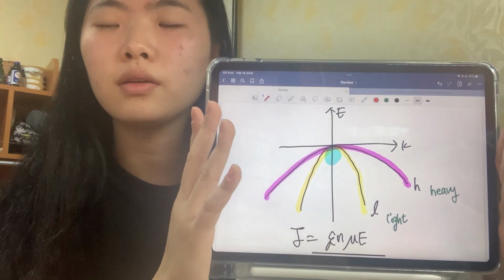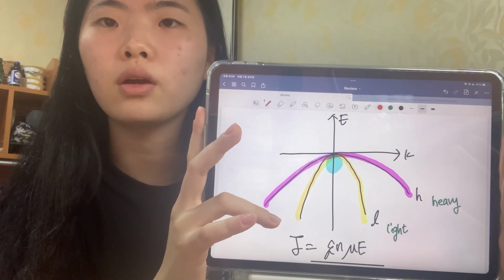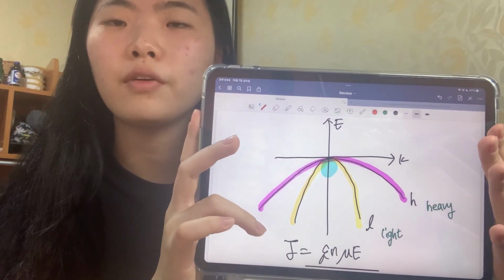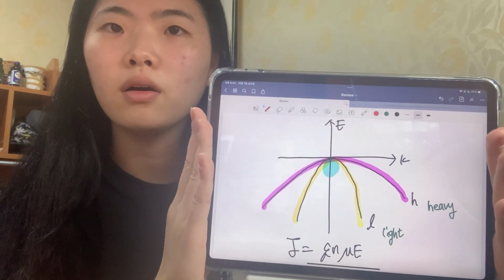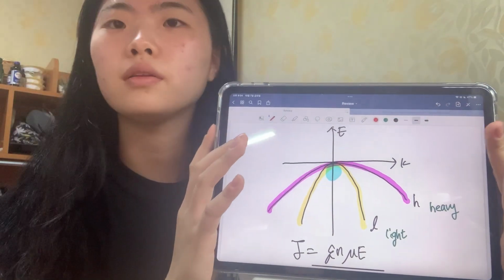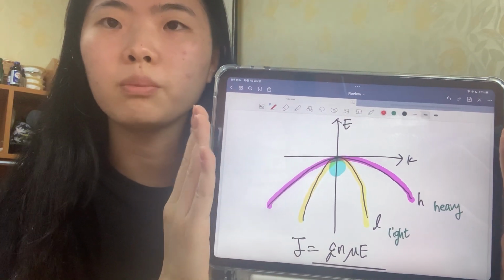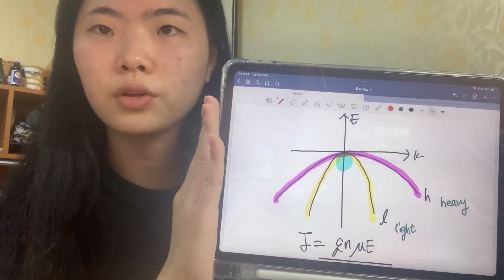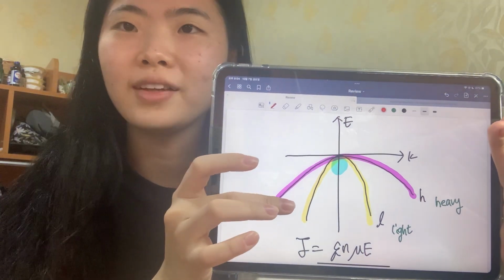So based on this graph, we can make this equation. This is a very important equation because the velocity is important to move carriers. So this equation means the velocity of the electron. We should know this equation.